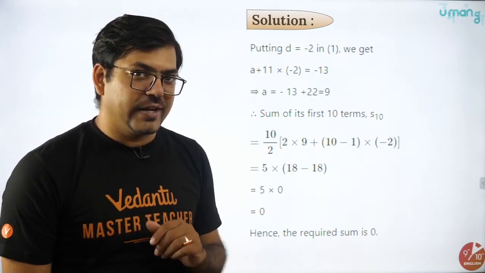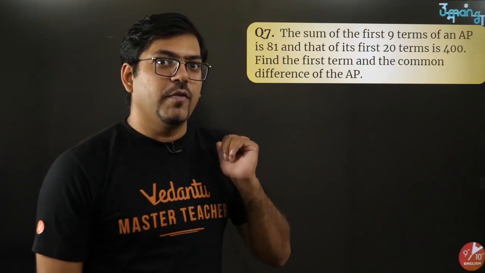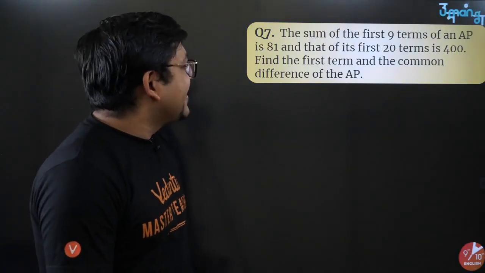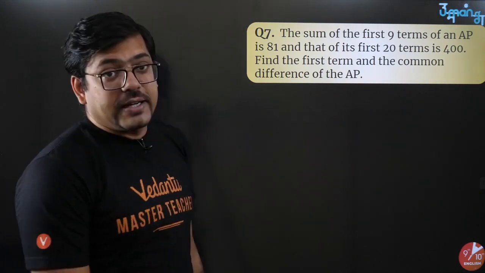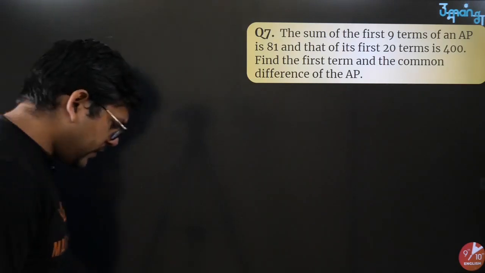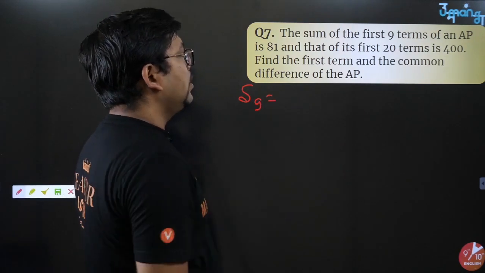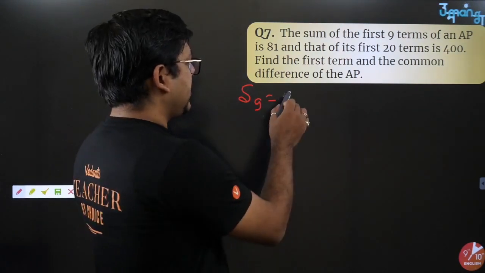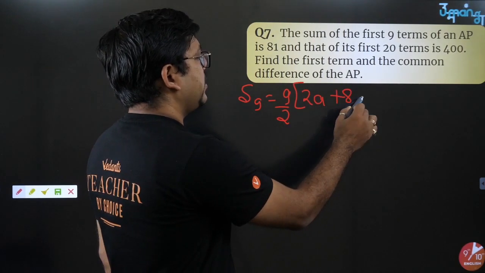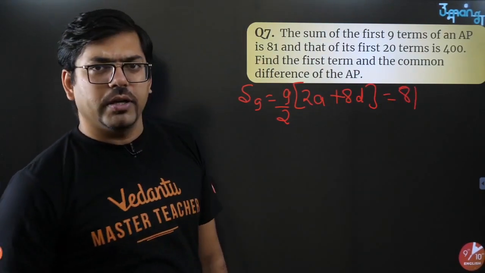We still have questions, don't worry. The next question for all of you is this one. I won't extend it too much, but we will have to learn something. The sum of the first 9 terms of an AP is 81. So I can very easily write S9, which is 9 by 2 into 2a plus (9 minus 1), that is 8d, and this is equal to 81.